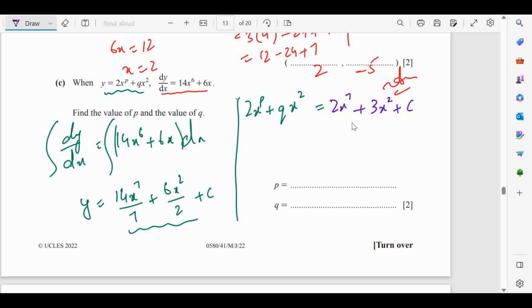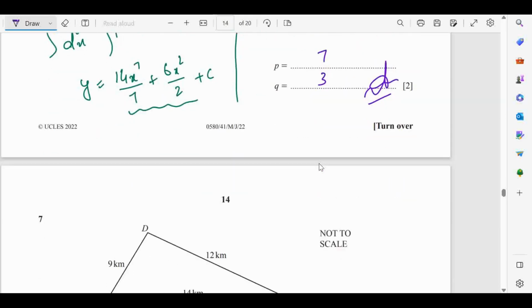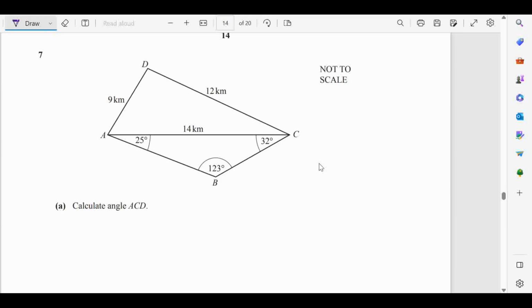Now if we compare the coefficients, we can see that the coefficients are the same, so it means the powers must be the same. So p will be equal to 7 and, if we compare this one, q will be equal to 3. So this will be the final answer. Let's move to the next question.